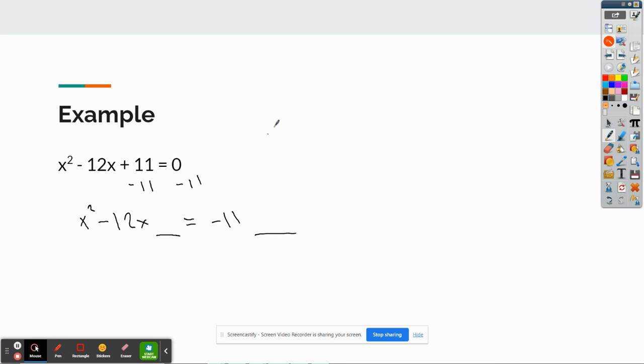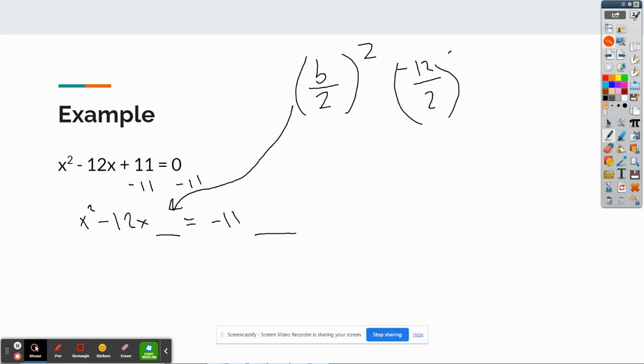And the something that I'm putting here, all right, let's draw an arrow. What goes here? Half of b, because that tells me what the factor is going to be. And then I have to square it. So what number does that get me? Well, b is negative 12, and negative 12 divided by 2 is negative 6. And negative 6 squared is positive 36.